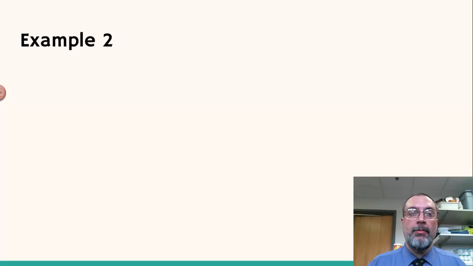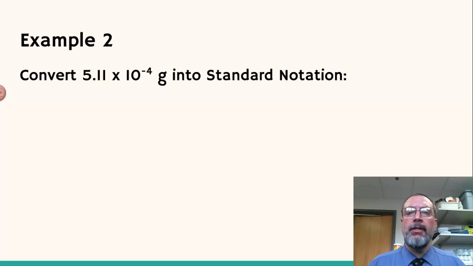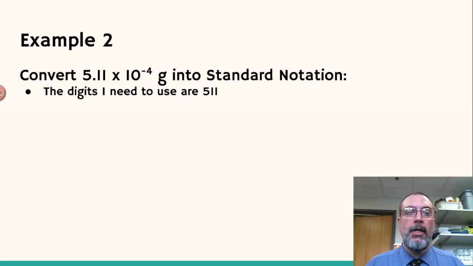How about another example? Here's a number in scientific notation, 5.11 times 10 to the minus 4th grams. I want to turn this back into standard notation. Well, what does the number tell us? The digits that I'm going to use are 511. That's the important part of the number. And the decimal point right now is between the 5 and the first 1.